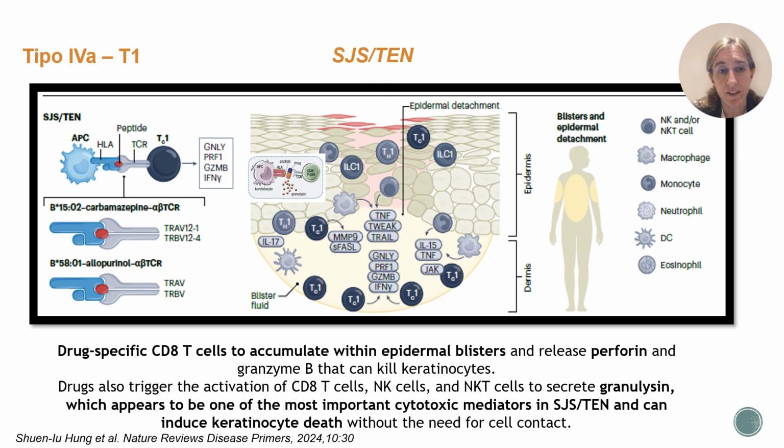granzyme B, etc. But additionally, we have here T helper 1 cells around, and also type 1 innate lymphoid cells, and even macrophages and monocytes that release death ligands and very large amounts of pro-inflammatory cytokines and alarmins. So all this collective action results in keratinocyte death, skin damage, and blistering in the disease.